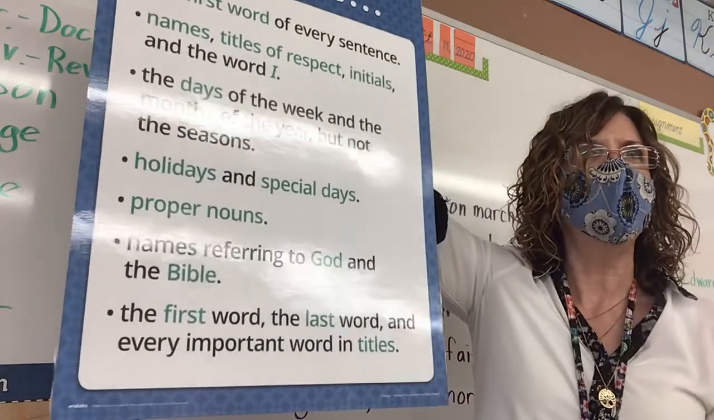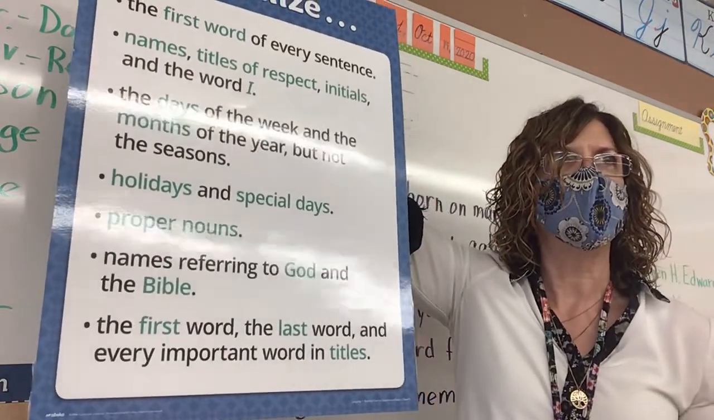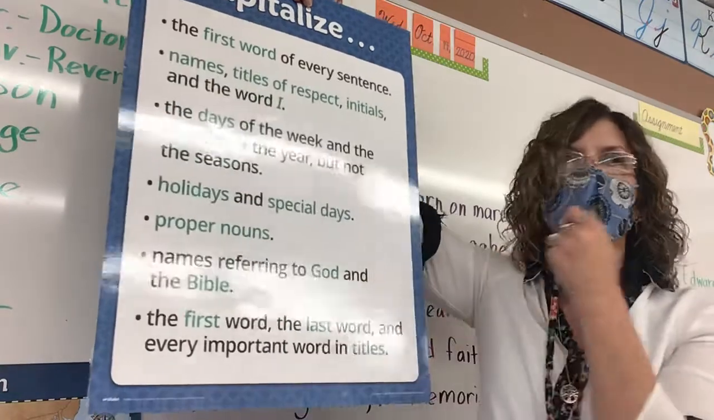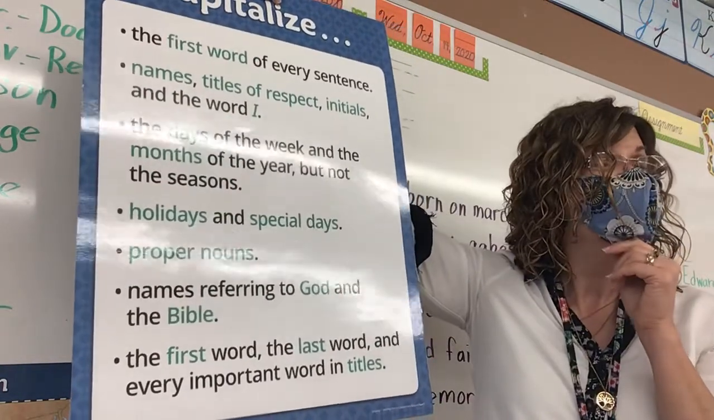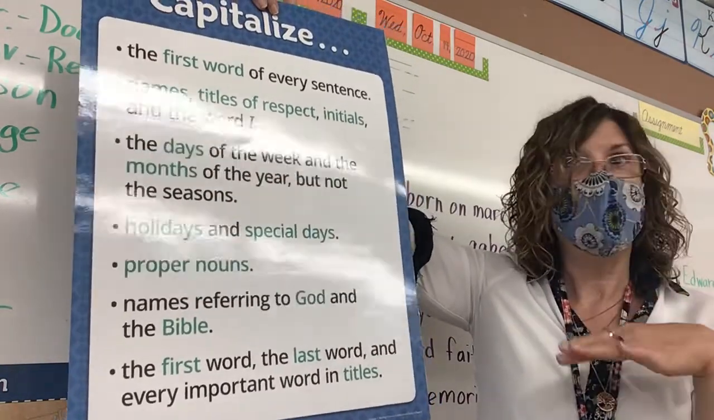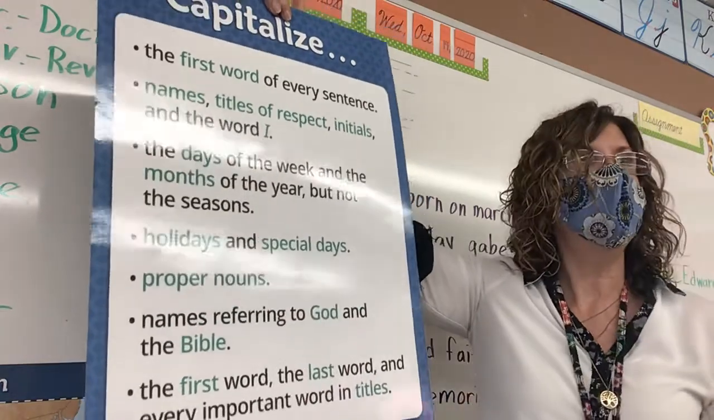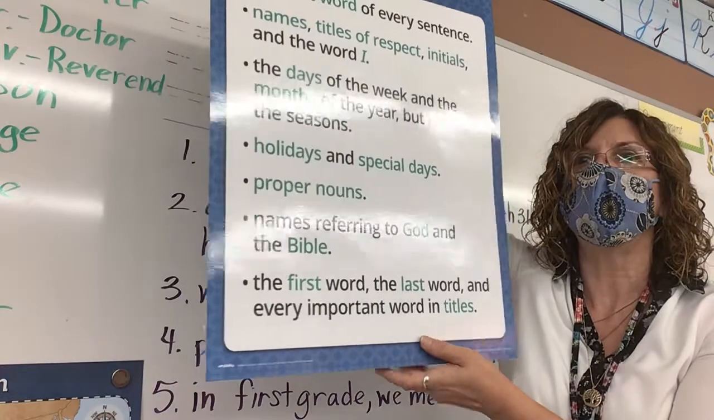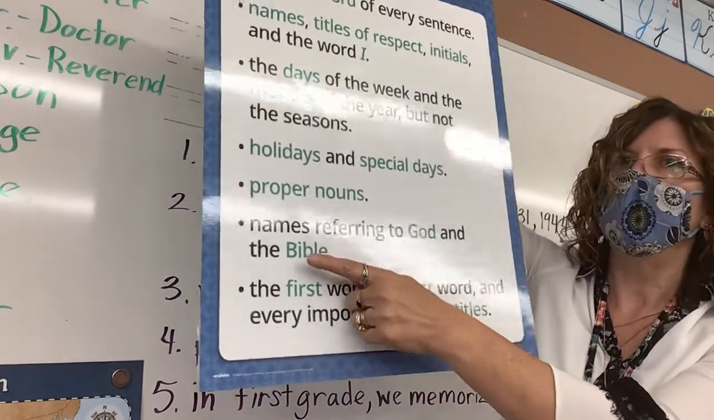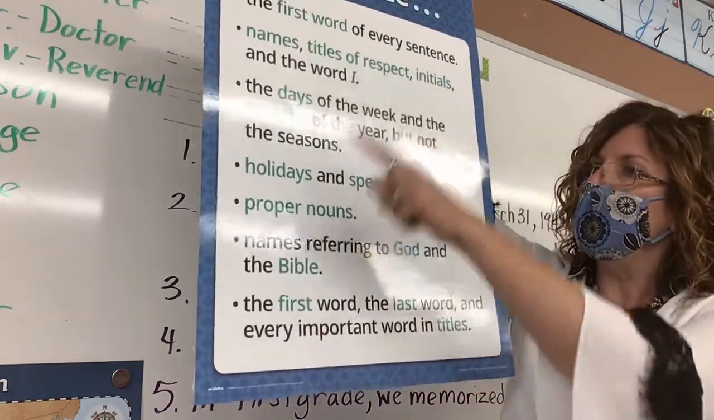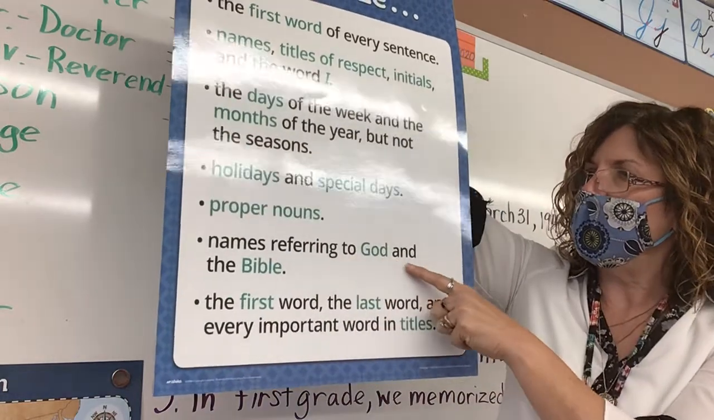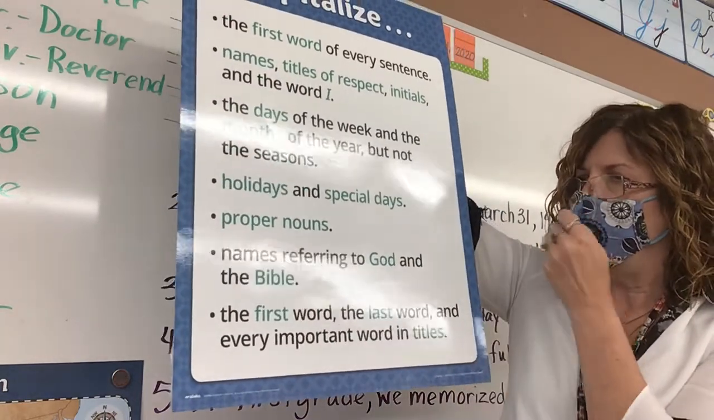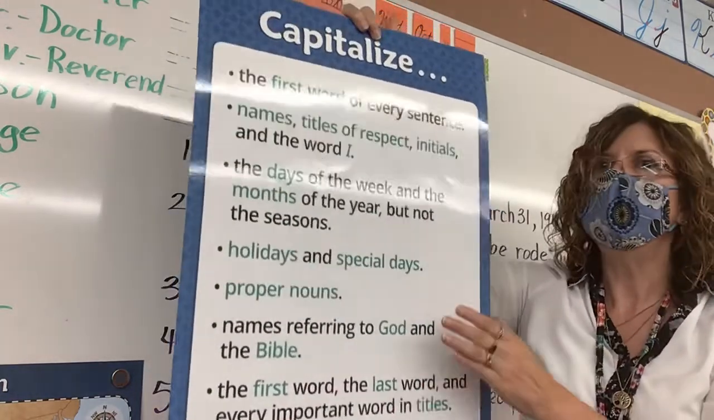Some of you are looking intently at your paper on your desk. Okay, proper nouns. What's the other kind of noun? Common. They do not get capitalized. A proper noun is a particular person, place, or thing. All right, the next rule is the one we learned yesterday. Capitalize names referring to God and the Bible. And we'll skip that one. That'll be the last one we learned.